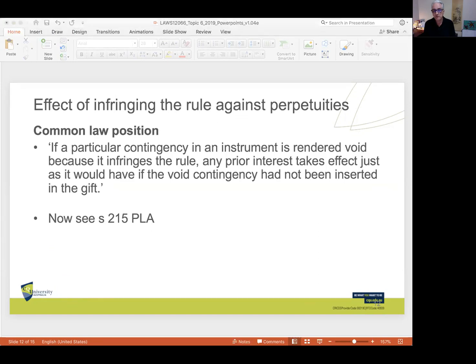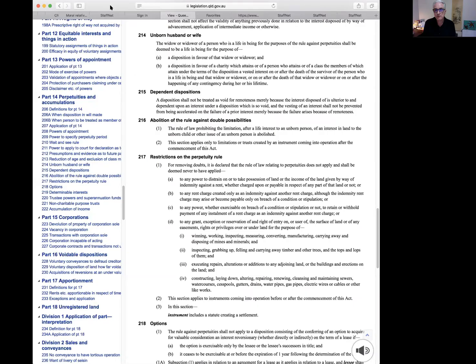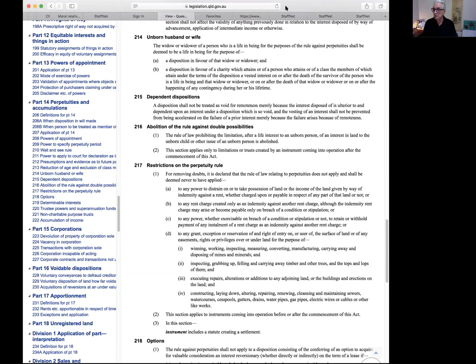section 215 of the PLA. It's going to show you that again. So there's 215, dependent dispositions. A disposition shall not be treated as void for remoteness merely because the interest disposed of is ulterior to and dependent upon an interest under a disposition which is so void, and the vesting of an interest shall not be prevented from being accelerated on the failure of a prior interest merely because the failure arises because of remoteness. So again, there's an attempt there by the legislature to find ways to allow gifts to ultimately vest and not breach the rule against perpetuity, so the modern rule as understood in light of the legislative provisions.